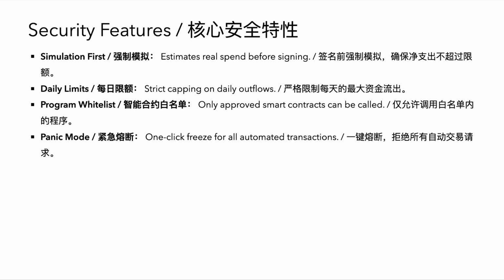The third one is the program whitelist. Only approved Solana programs can be called. For example, a simple SOL transfer requires the system program to be explicitly whitelisted. The fourth one is panic mode. This is an emergency switch. When panic mode is enabled, all automated transaction requests are rejected. Together, these controls reduce the blast radius of agent mistakes or malicious prompts.